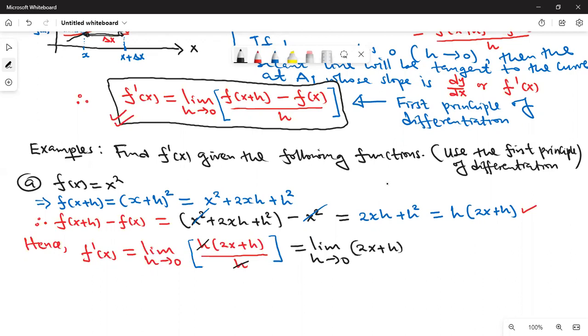Now, remember the techniques of evaluating limits. It is easier here if we try direct substitution. D.S. means direct substitution. Where there is h, I'm going to put 0. So it is 2x plus 0, and so the result there is 2x. So that means the derivative of x squared should give you 2x. That is from the first principle.